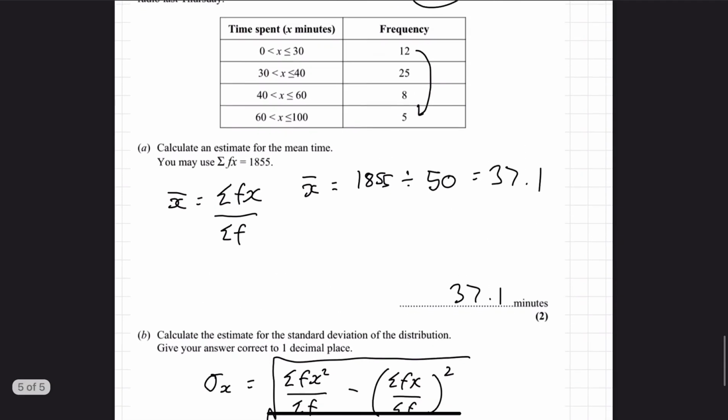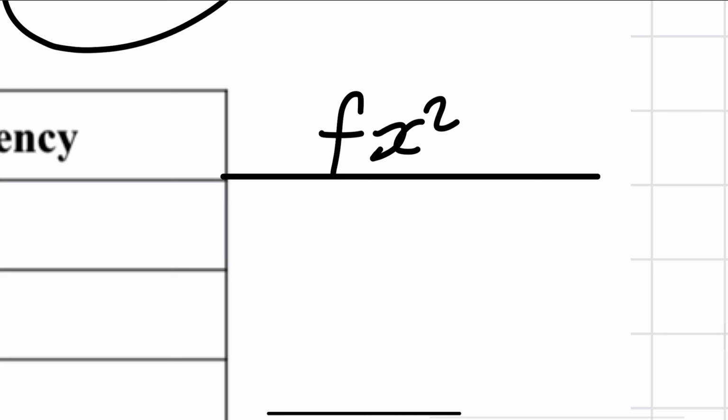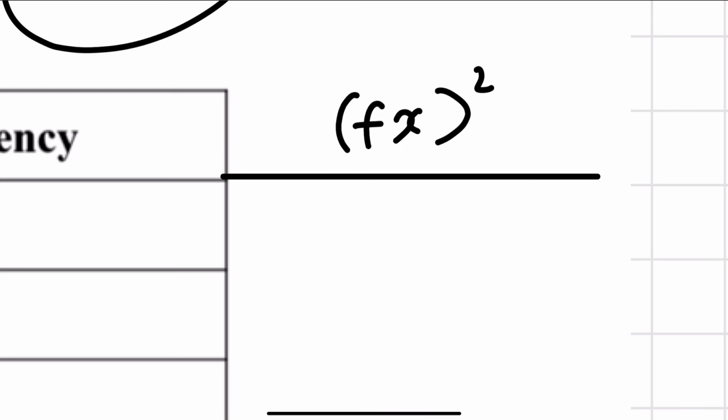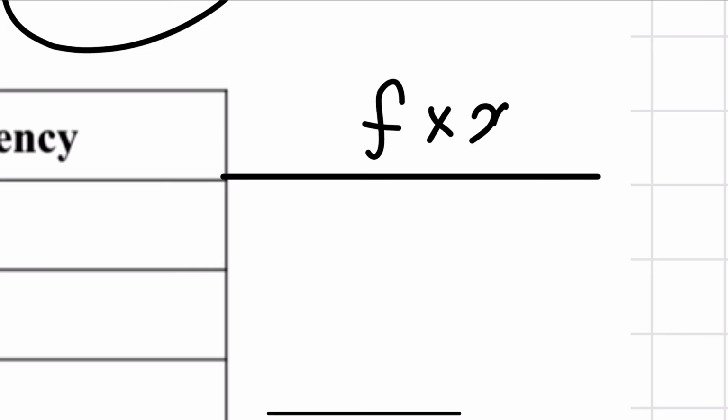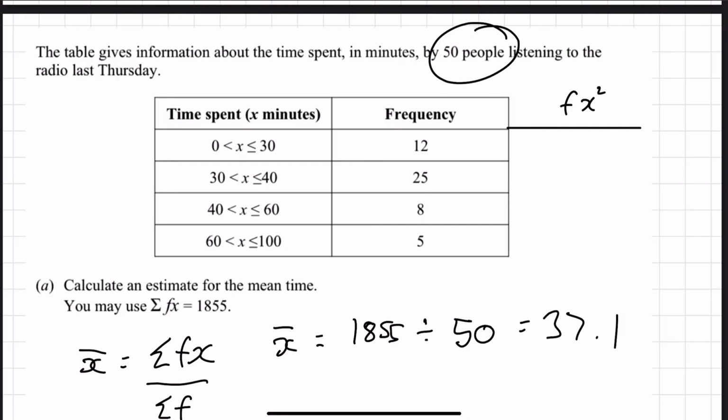So now we need to add a new column to this table, which is your fx squared. Remember, it's f times x squared, not f x squared. So your f times your x squared, which we're going to write as fx squared.